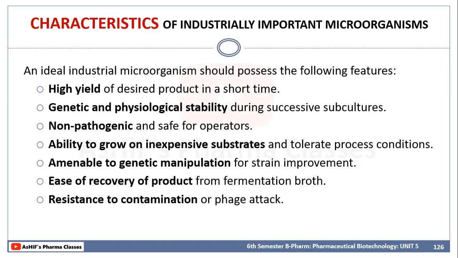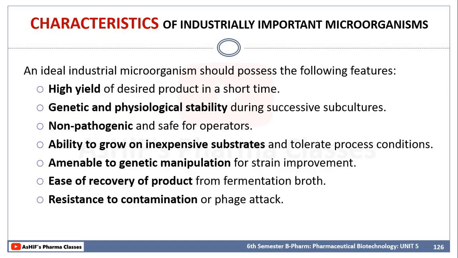So what are the ideal characteristics for selecting a microorganism for a fermentation process? It should give a high yield of product in a short period. That is the important thing. The fermentation product should be finished within a short period of time with the maximum yield.